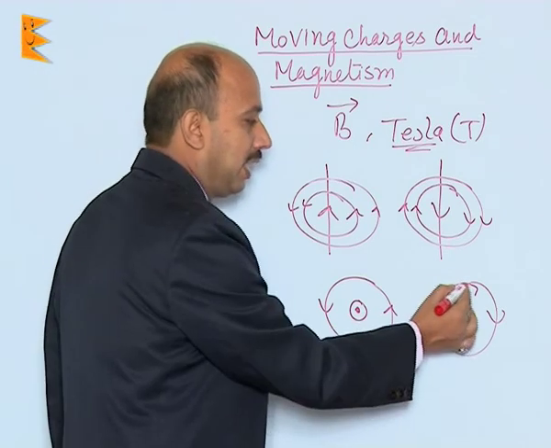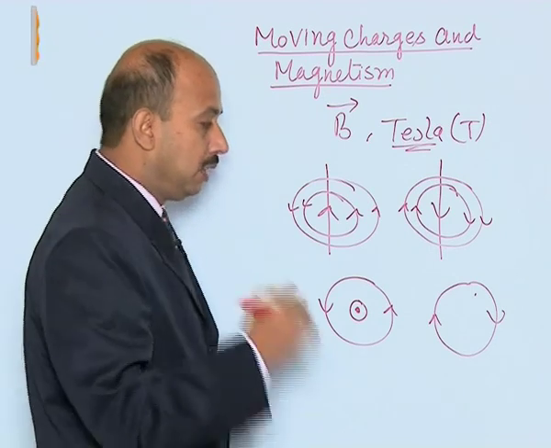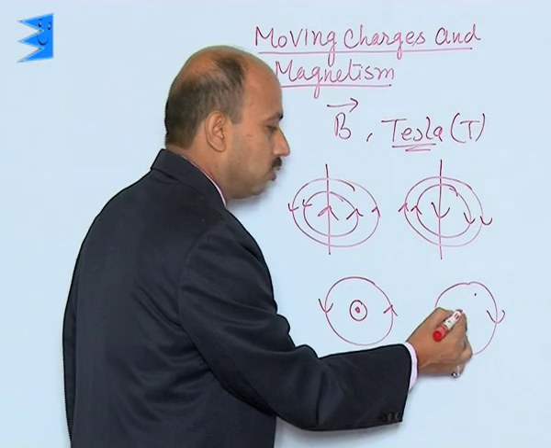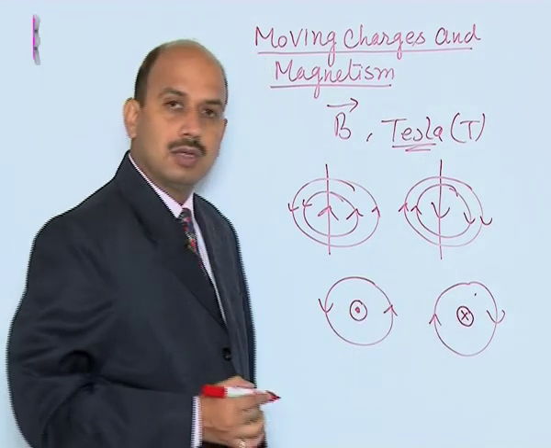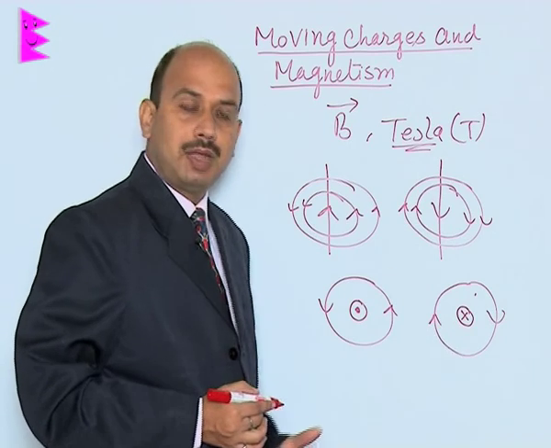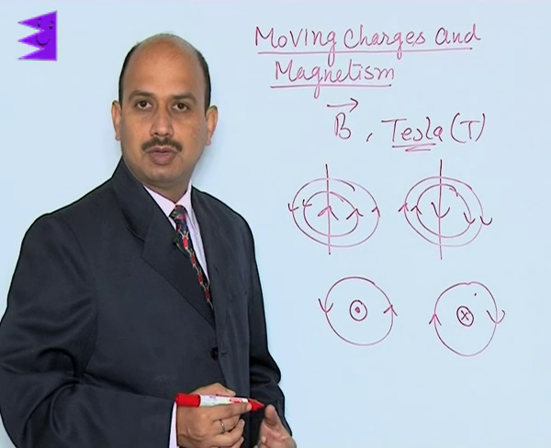Now, if the direction of current is clockwise, then the magnetic field at the center is perpendicular to the plane of the paper, inward. That is represented by this one, or you can say the magnetic field is going into the plane of the paper, and here the magnetic field is emerging out of the plane of the paper.